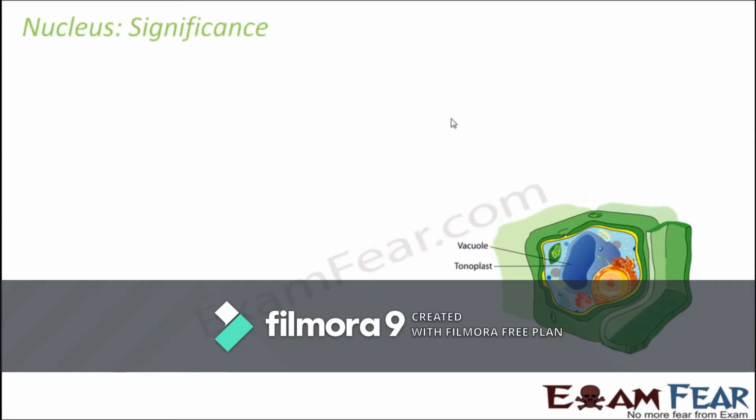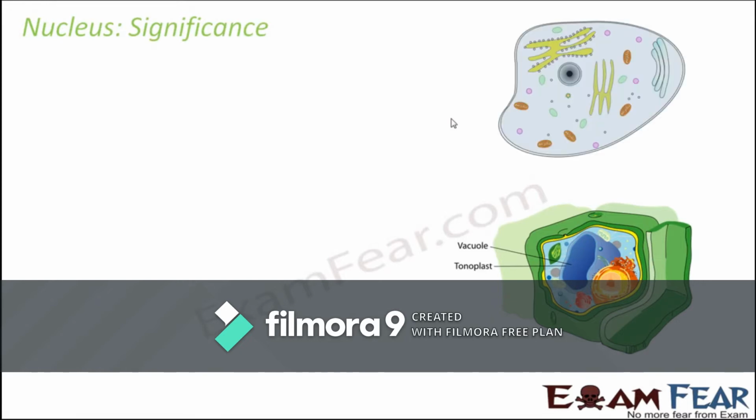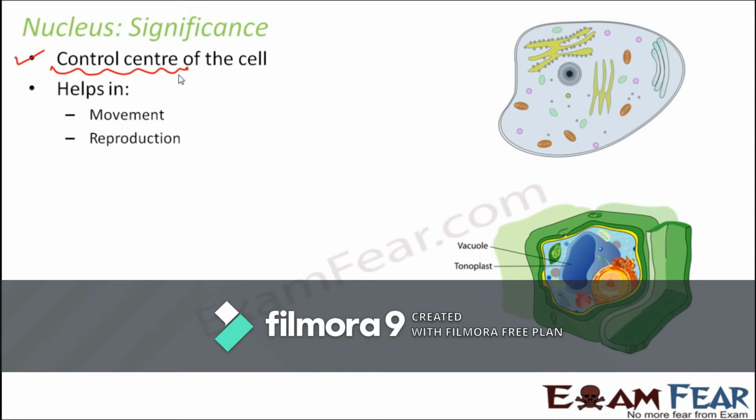So talking about the significance of the nucleus, why do we say that the nucleus is one of the most important components of the cell? That's because it is the control center of the cell. What do we mean by control center? It is called the control center because it participates in some of the very important activities of the cell. That is, it helps in movement and it helps in reproduction.